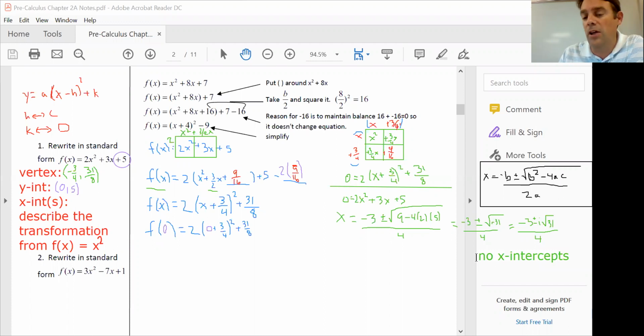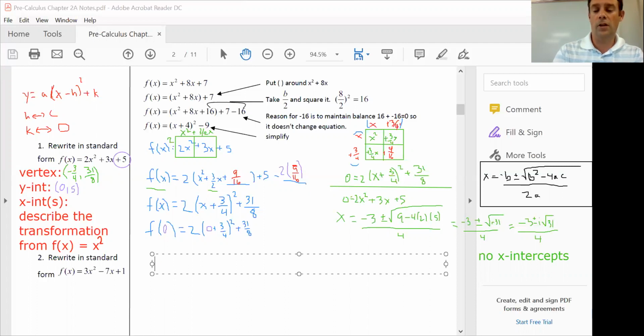No x-intercepts because it's an imaginary root. Now, think about it though. We probably could have told that from the very beginning. Notice my vertex is positive 31/8 and my a value is 2. If I were to graph that vertex, which is above the x-axis, and my a value is positive, it means it's going up, it means it's not coming back to the x-axis. I could have told from the very beginning that the graph was not ever going to intersect my x-axis.